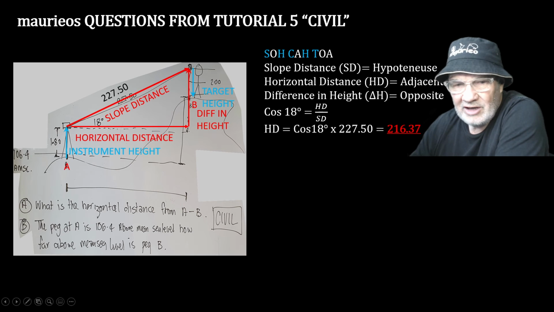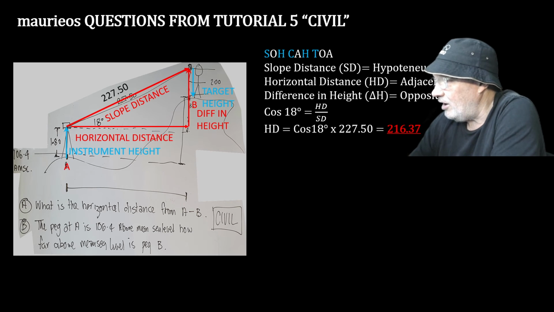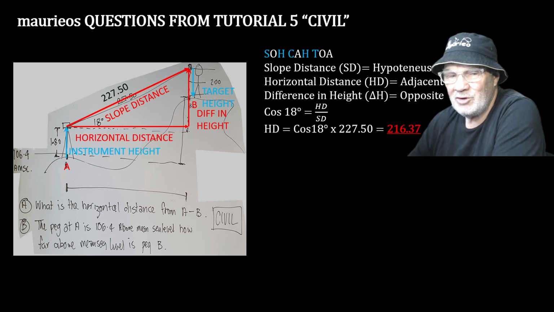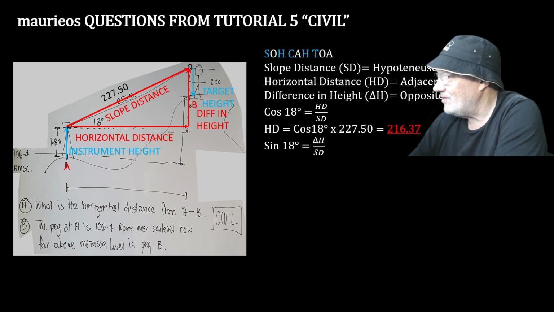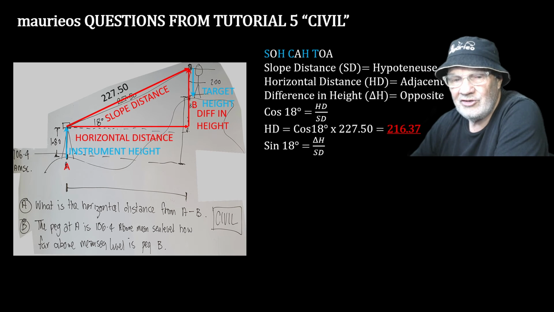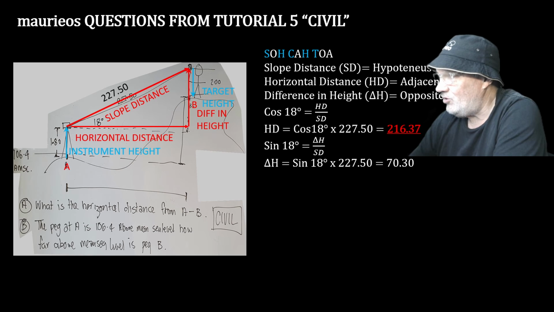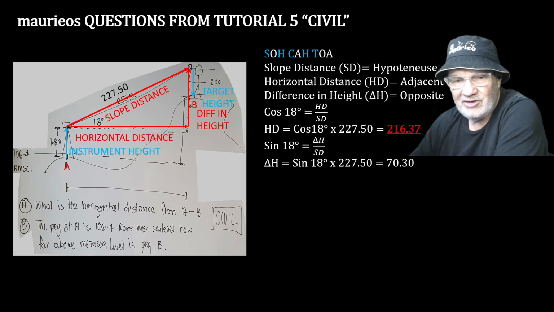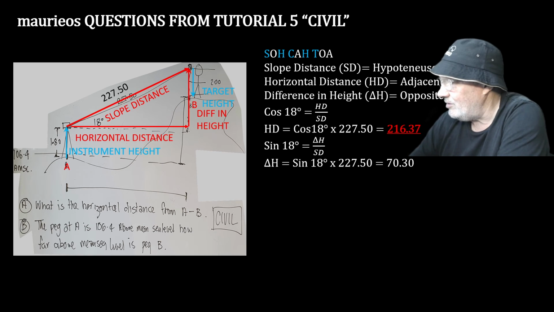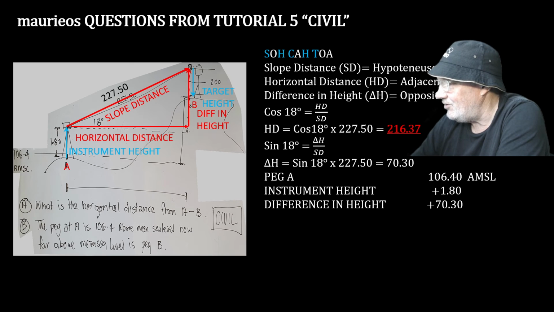So that's our horizontal. I've put that in red so that you can clearly identify the answer. It would make it really easy to mark. Ooh, I like easy marking. So let's have a look at the sine now. Sine 18 degrees is equal to delta h, the difference in height, over the slope distance, and same deal really, delta h equals sine 18 degrees times 227.5.